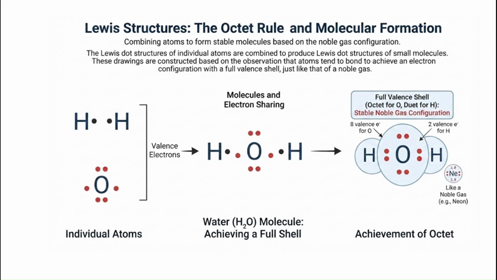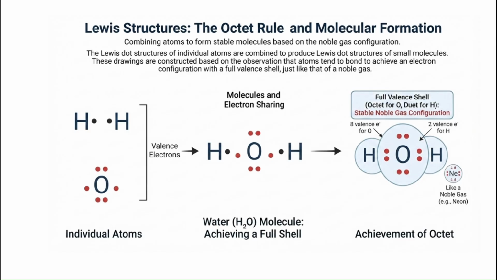3. The octet rule. Individual atomic dots combine to form molecules because atoms inherently tend to bond to achieve an electron configuration with a full valence shell, just like that of a noble gas. Whether it is a duet for hydrogen or an octet for oxygen and carbon, achieving this noble gas stability drives molecular geometry. Introduction to molecular formation.